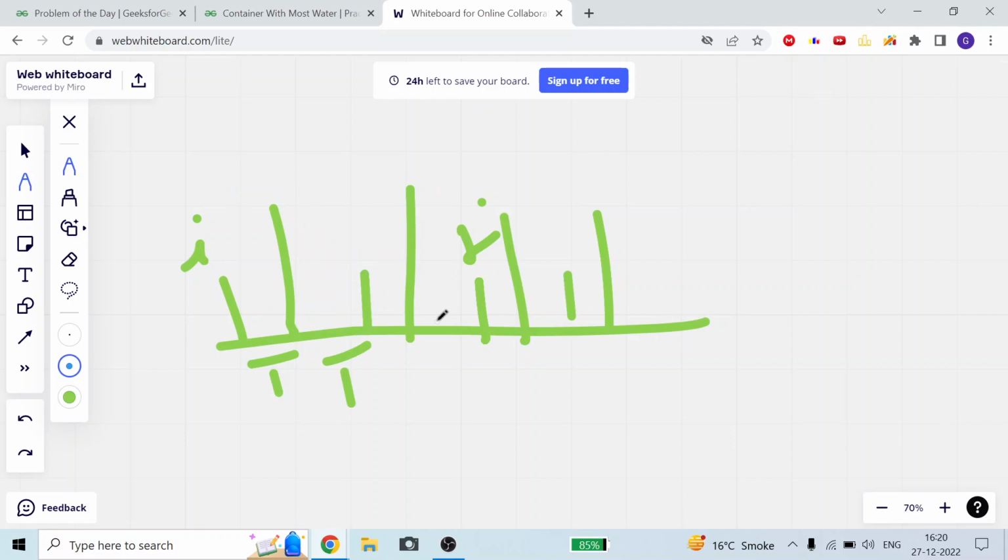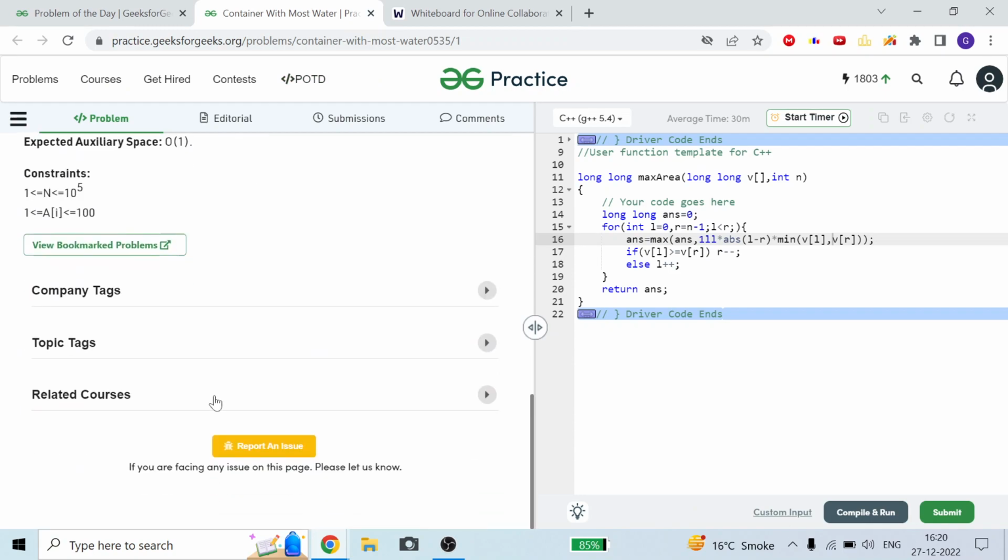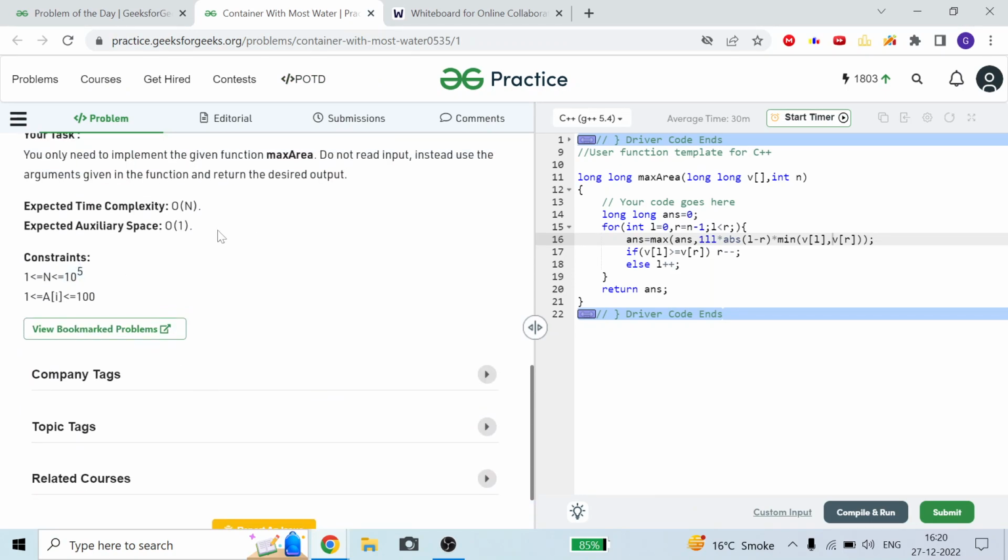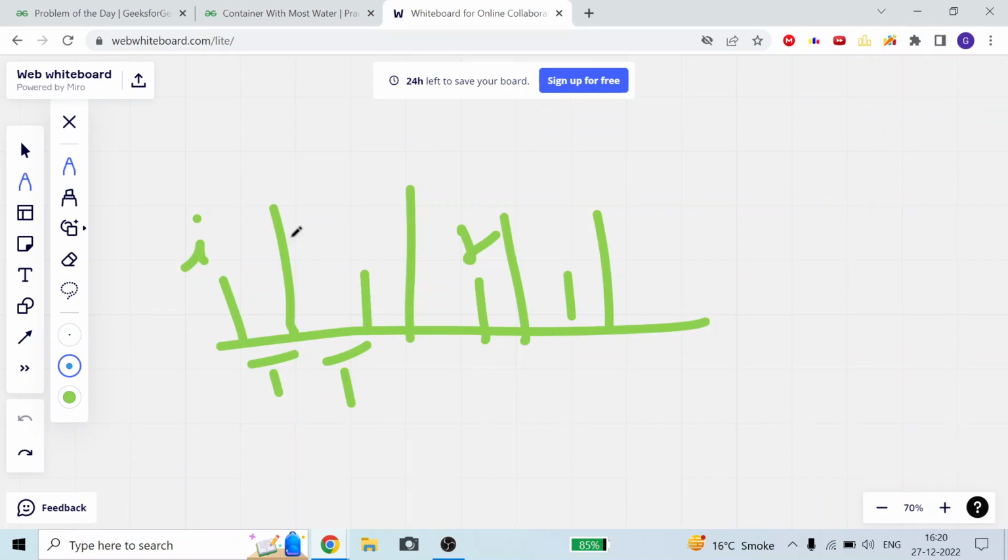Now how are we going to find it, guys? There are many ways, like we can use an n square approach here, trying each possible pair. But n is 10 raised to the power 5, so this is not going to work. So now what we can do is try in O(n), but how?